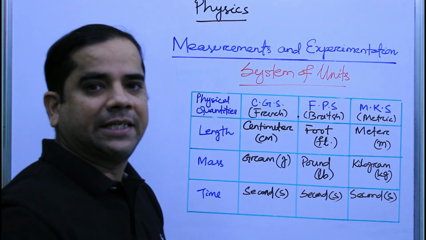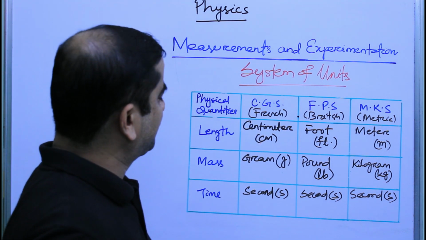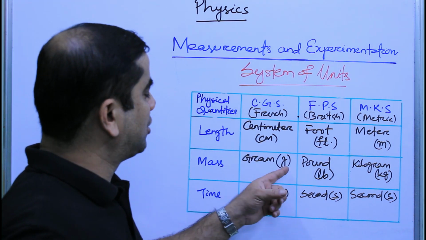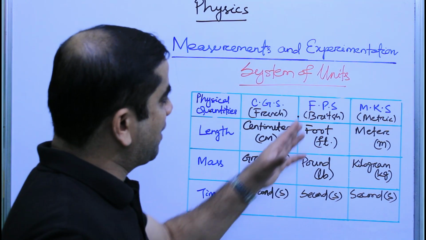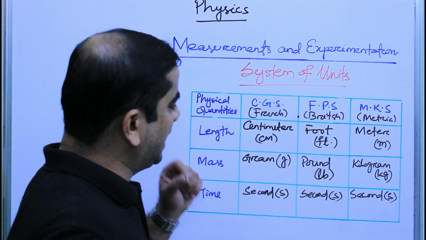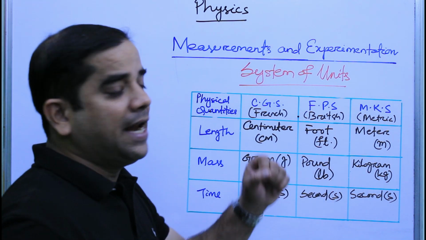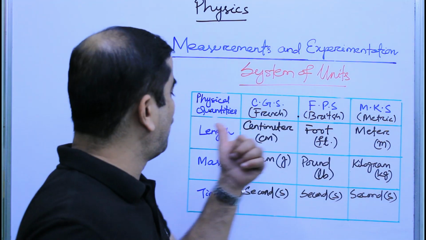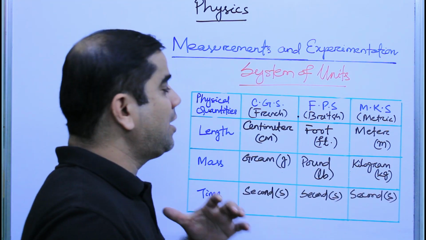So as we have already discussed that there are three fundamental quantities: length, mass, time. So in CGS system, we use centimeter or cm for length, gram or g for mass, and second or s for time. In FPS system, we use the unit foot or ft for length, pound or lb for mass, and second s for time. In MKS system or metric system of units, we use meter or m for length, kilogram, kg for mass, and seconds s for time.